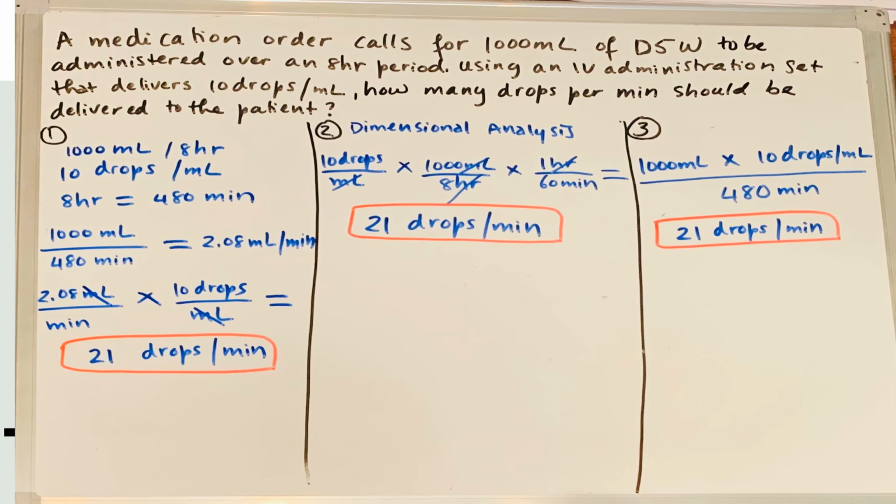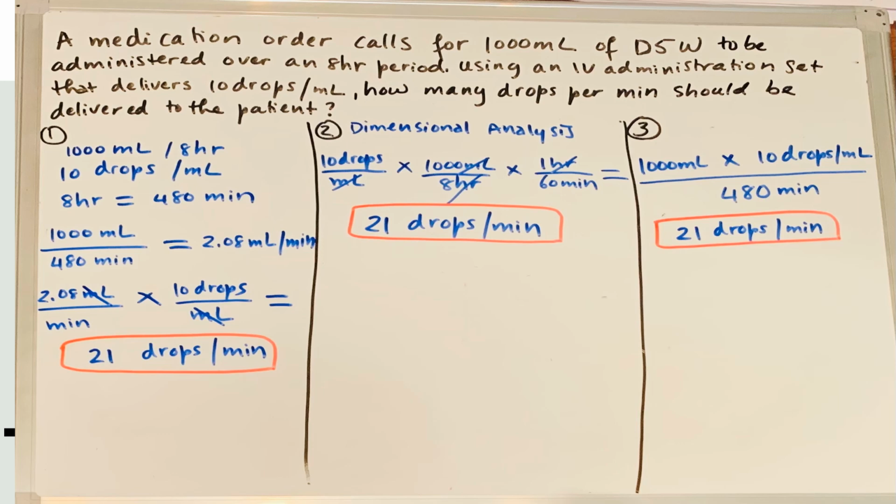That means 10 drops should be on top, 10 drops per ml. Then we have 1000 ml over 8 hours. Remember, it was 1000 ml of D5W over an 8-hour period. Times the conversion unit for the time, 1 hour over 60 minutes. If we look here, all the mLs cancel out, the hours cancel out, then we have drops per minute left, and it's 21 drops per minute.